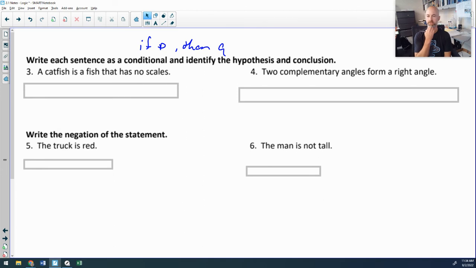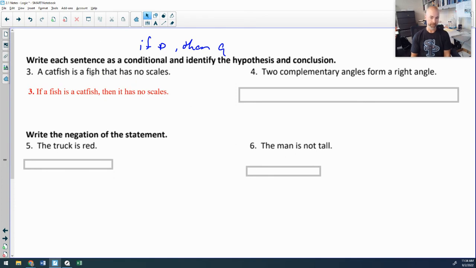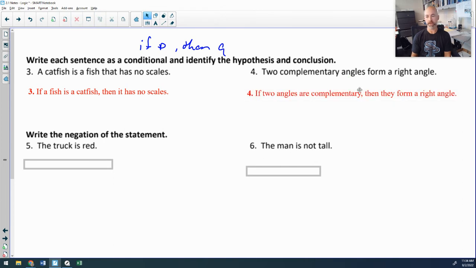A catfish is a fish that has no scales. Okay, there is a statement. Let's turn it into a conditional. And the conditional would be, if a fish is a catfish, then it has no scales. Now it's a conditional. Two complementary angles form a right angle. Okay, well, two complementary angles would add up to 90 degrees. They would form a right angle. But if I want to make that a conditional, I need an if and then. If two angles are complementary, then they form a right angle. There is your conditional. Remember, you're looking for that if and then part.